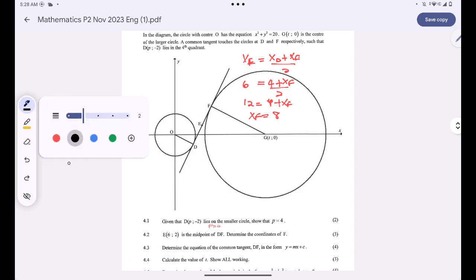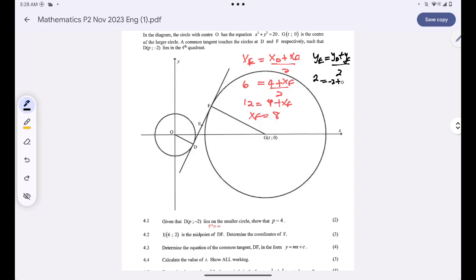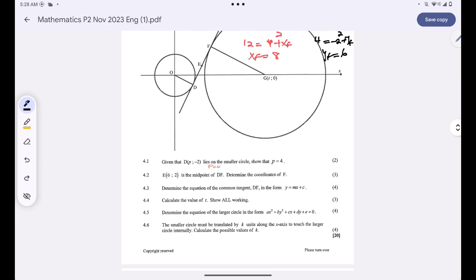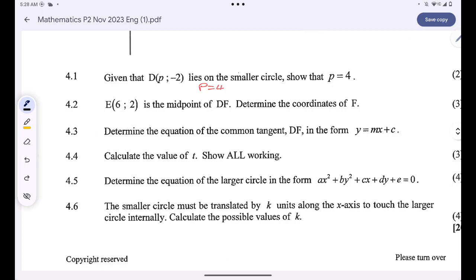Then let me do the same thing to find the corresponding y value. The y value at E is equal to the y value at D plus the y value at F all over 2. The y value at E is 2. The y value at D is -2. I just want to find the y value at F. This will give me 4 equals -2 plus y at F. So the y value at F is just equal to 6. So the coordinates of F, I have (8, 6) there.